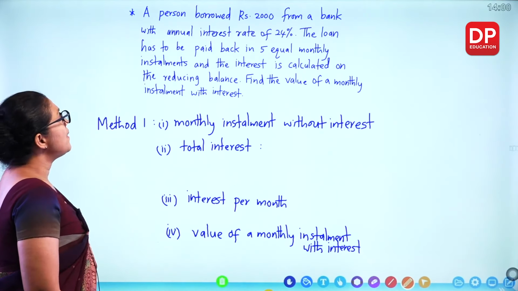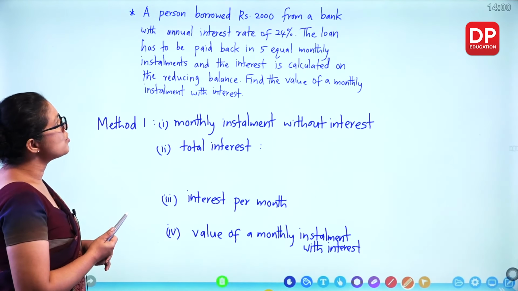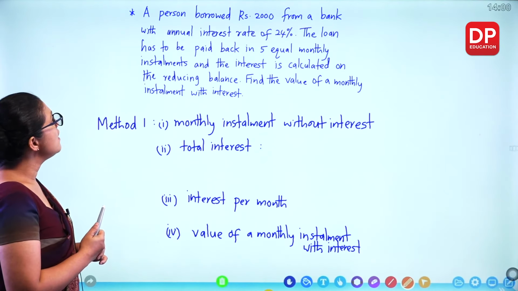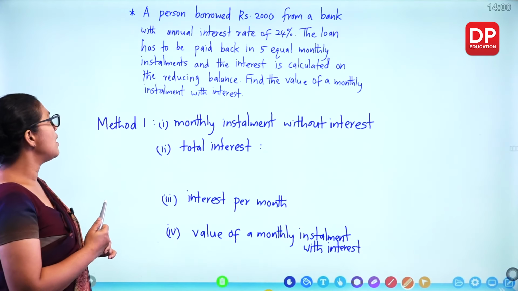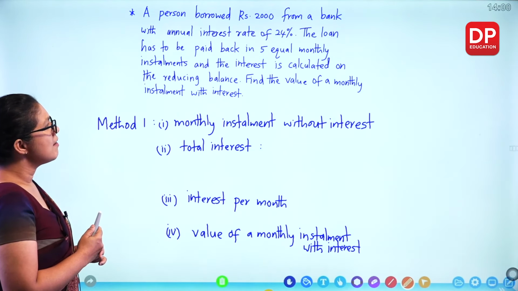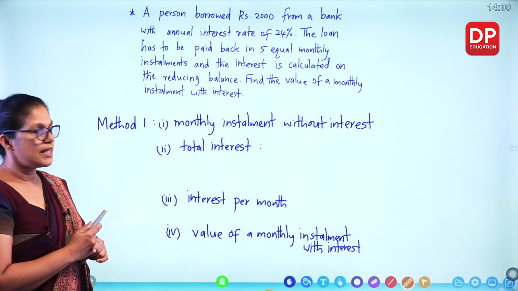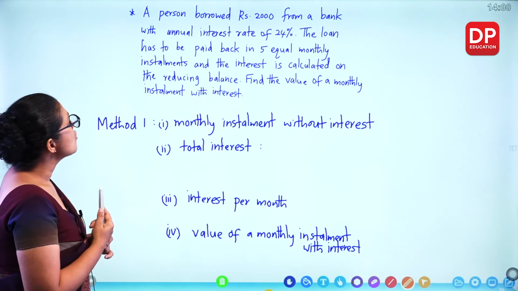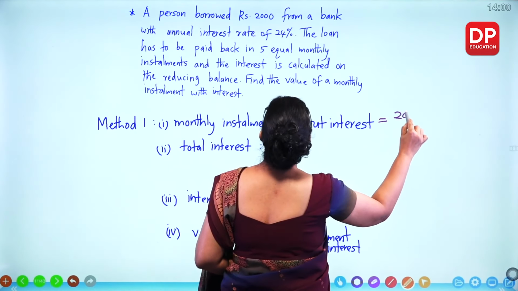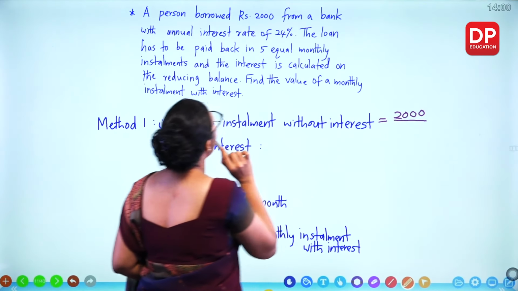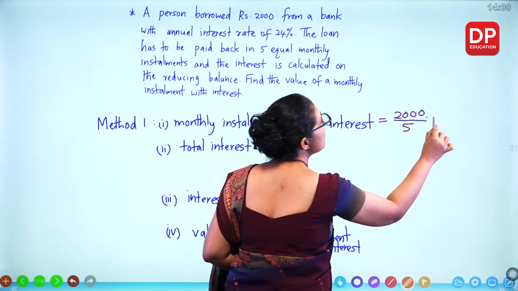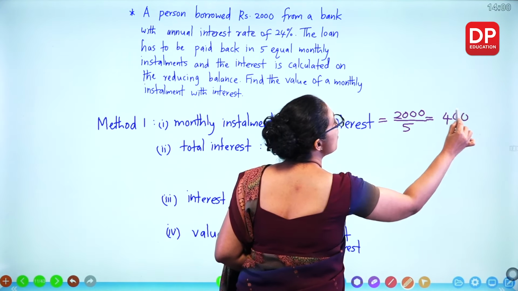We'll take another example. A person borrowed 2000 rupees from a bank with an annual interest rate of 24%. The loan has to be paid back in 5 equal monthly installments, and the interest is calculated on the reducing balance. Find the value of a monthly installment with interest. Same thing. What's the monthly installment without interest? You borrowed 2000 rupees, and the number of months is 5, so divide by 5. You need to pay 400 rupees.